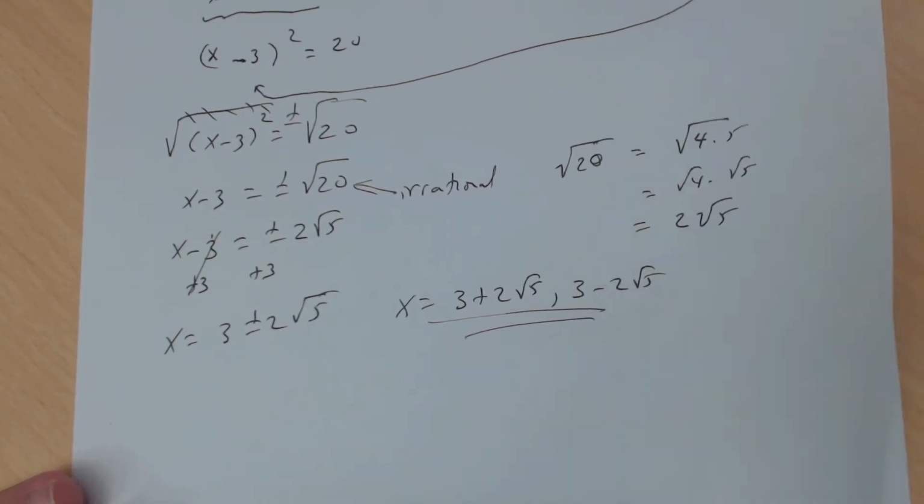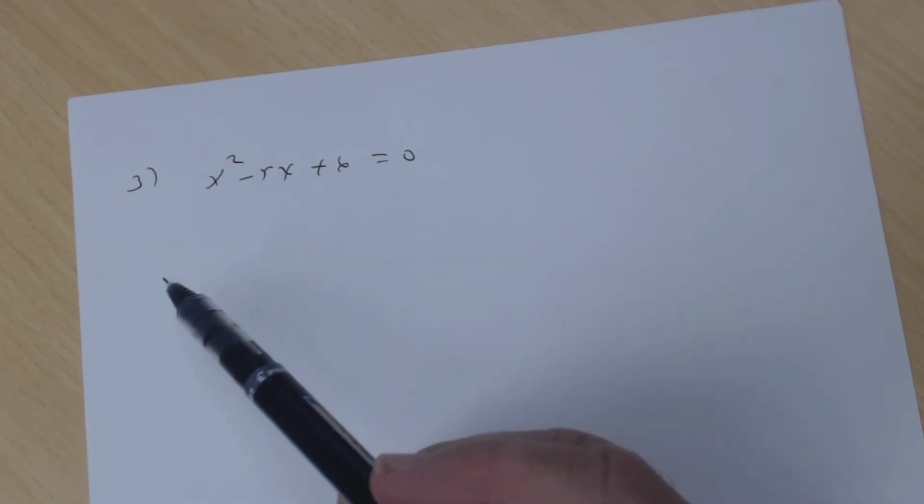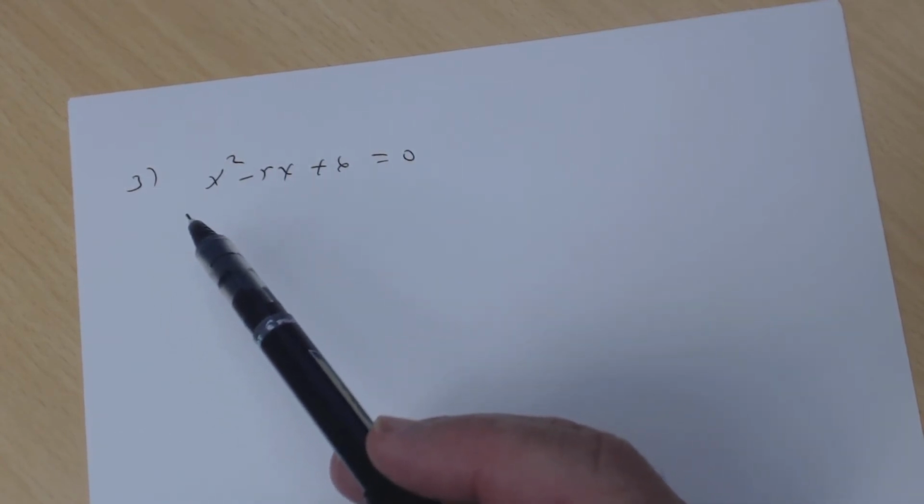All right, number 3. Suppose we had x squared minus 5x plus 6 equals 0. Again, the coefficient of x squared is 1, so that's what we wanted. That makes it a little bit easier.